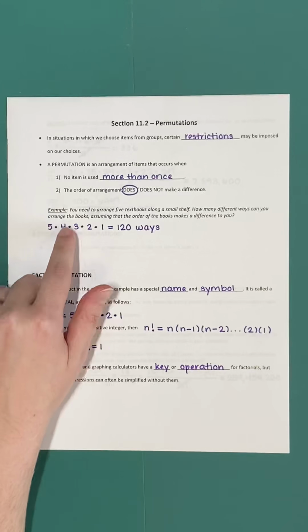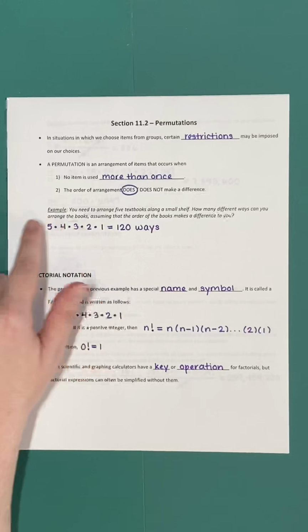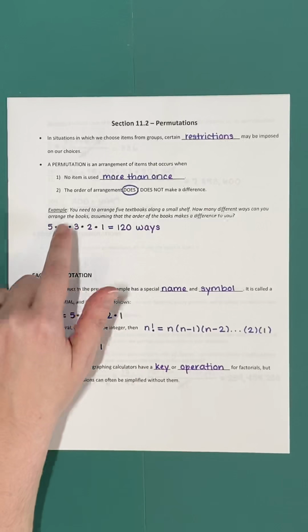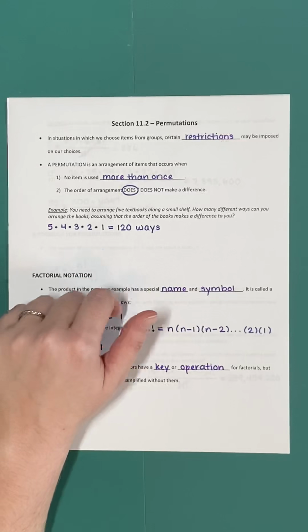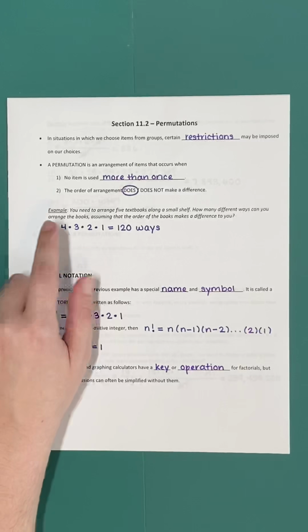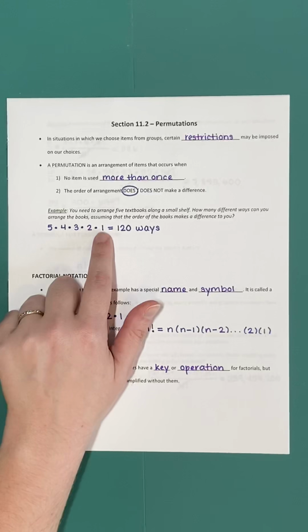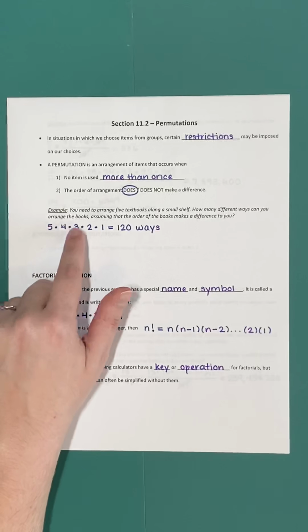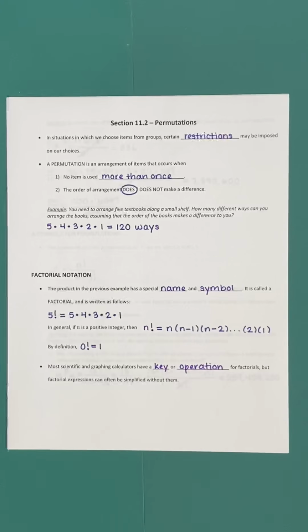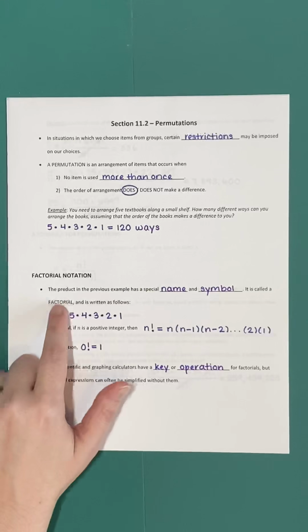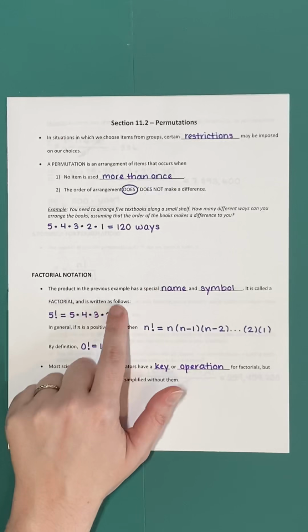5 times 4 times 3 times 2 times 1. So we're multiplying whole numbers together, and each time we're decreasing the number we multiply by. So we start at 5, subtract 1, subtract 1, subtract 1, all the way down to where we get 1. So we're multiplying a sequence of integers together. This particular multiplication is called a factorial, and the notation is as follows.